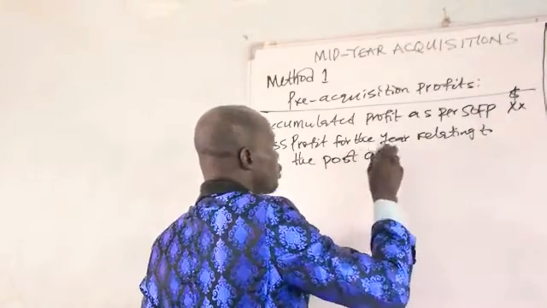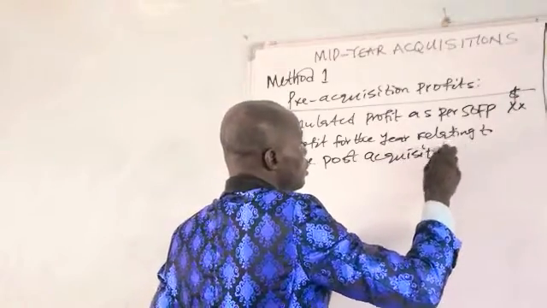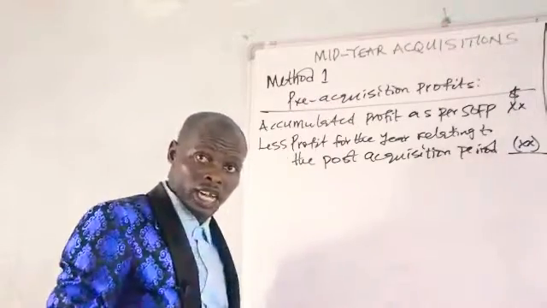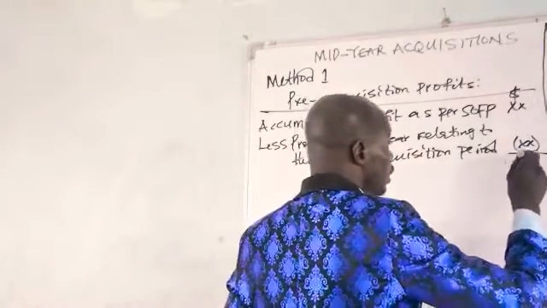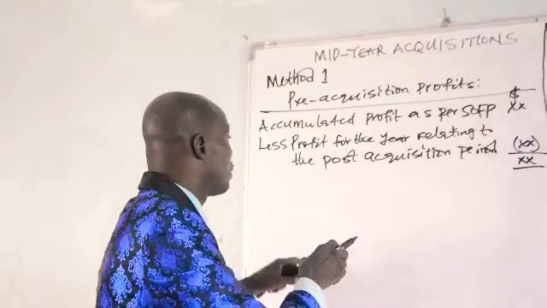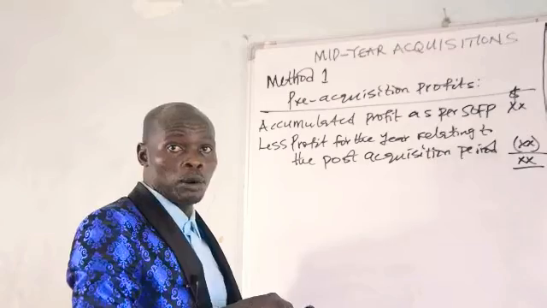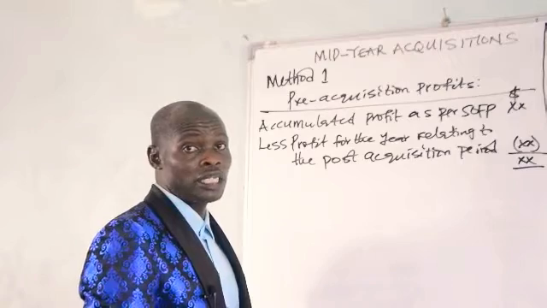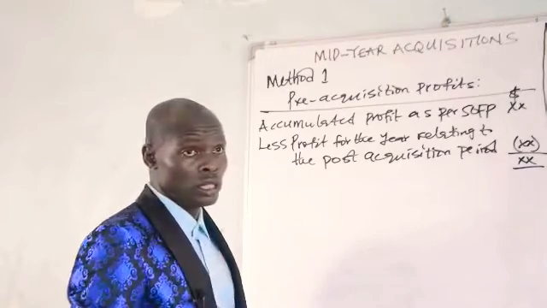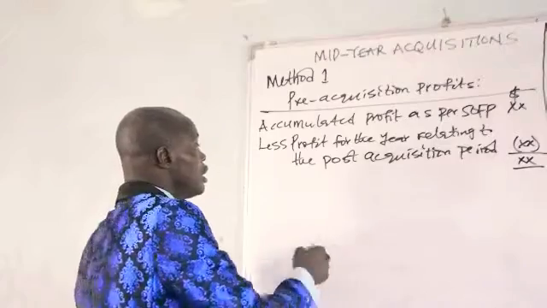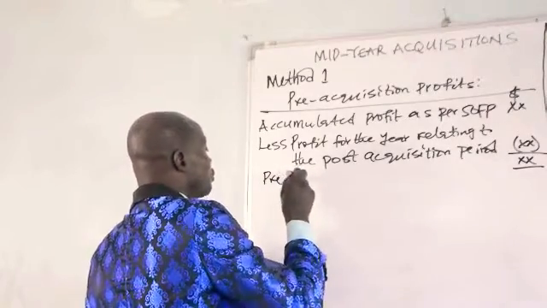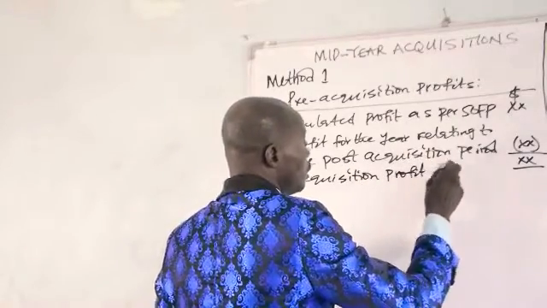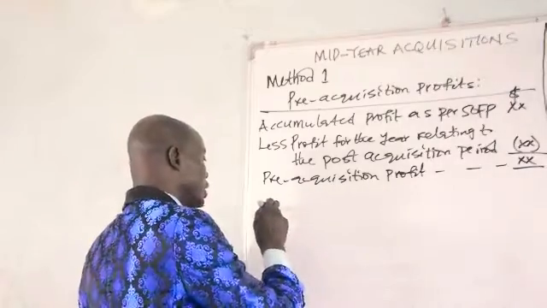The post-acquisition period. You'll be given the statement of profit or loss, and you calculate the profit for the year that relates to the post-acquisition period. You apply time apportionment there. It is assumed that profit is earned evenly, unless stated otherwise. So this will give you pre-acquisition profit. So that is method 1.